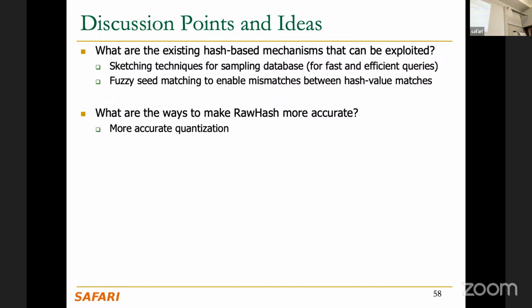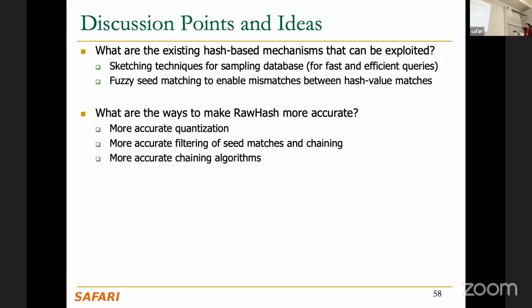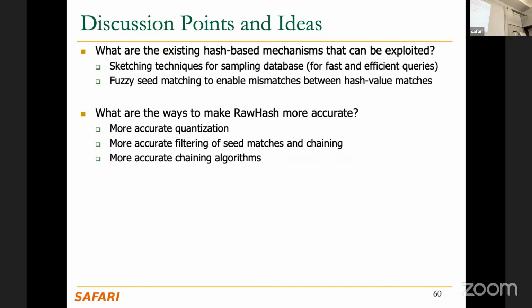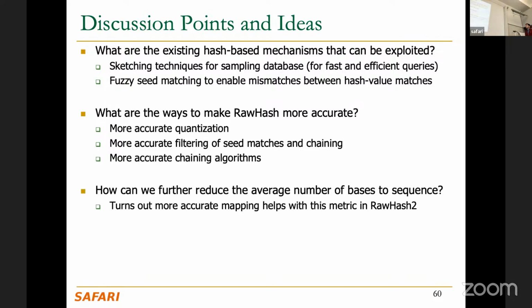Maybe we could do this by enabling more accurate quantization. So what are the other quantization approaches other than the ones that are used in RawHash? Maybe we can do some more accurate filtering of seed matches. Maybe we can reduce the number of seed matches or do accurate chaining. And also, how can we make the chaining algorithm itself more accurate as well? And it so happens that these improvements are also described in this particular paper. So you can go ahead and read how these are implemented to achieve more accurate results.